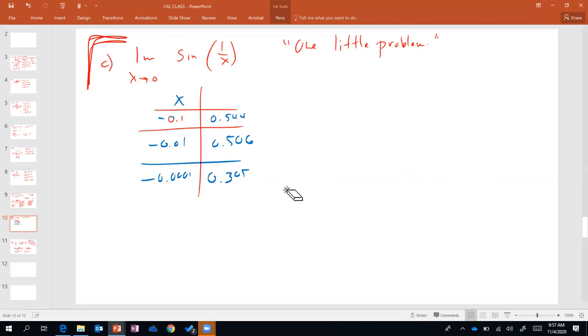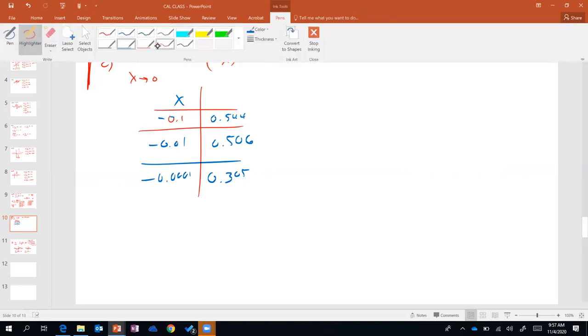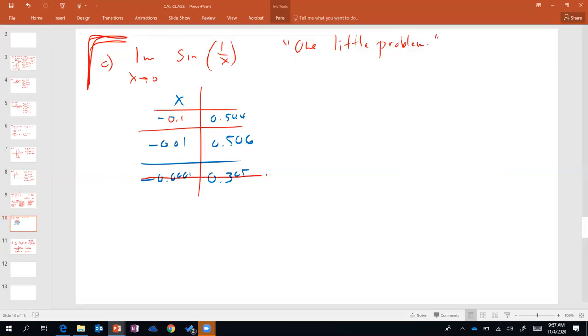So is that 0.544? In fact, let me get rid of this one. Let's have this discussion here. I'm going to get rid of this one first. As you're looking at these two patterns, it's pretty close though, isn't it? Would you guys say it's pretty close? It's negative 0.1 and then negative 0.01. What do you think the limit looks like based upon the first two values?